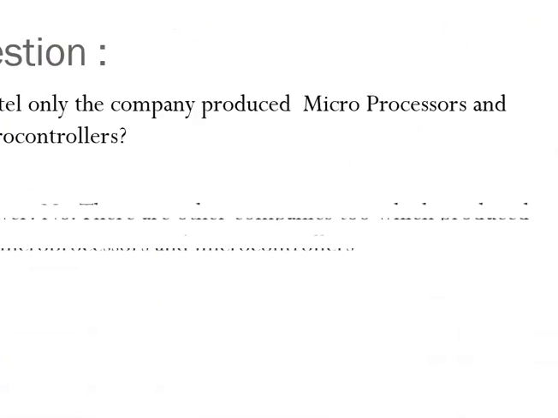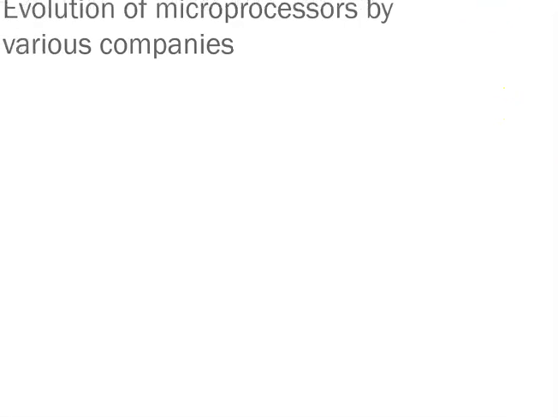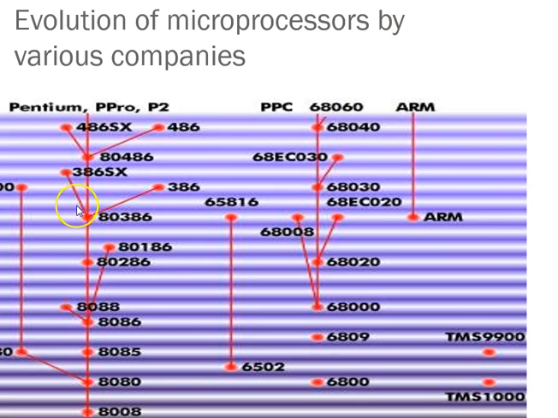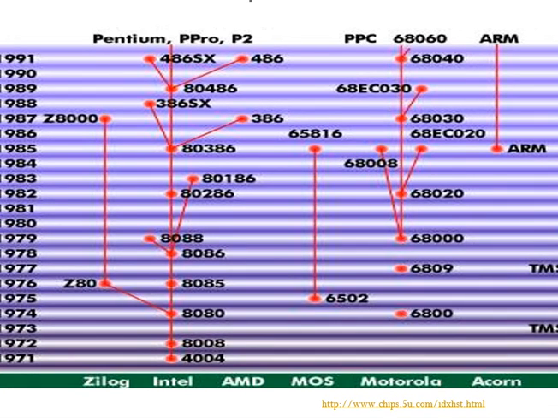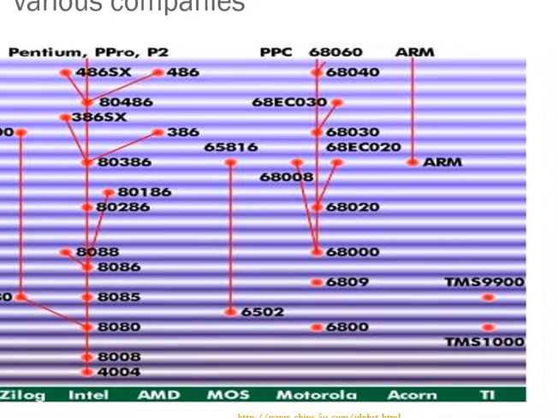Along with this, we have some other microprocessors. Do you think the evolution of microprocessors is done only by Intel? Exactly no. There are microprocessors which are developed by other companies also, like Xilinx, Intel, AMD, MOS, Motorola, Macron, TI, etc.